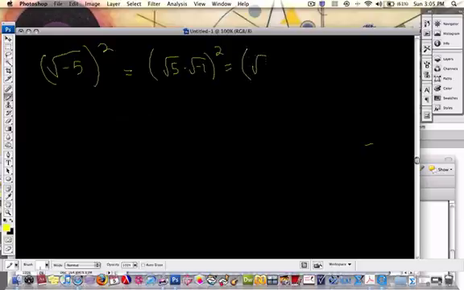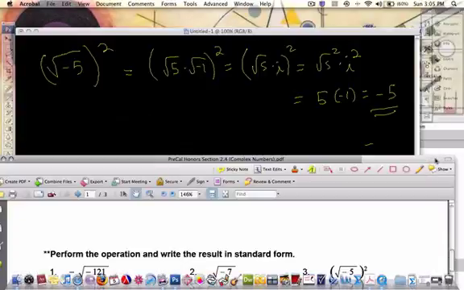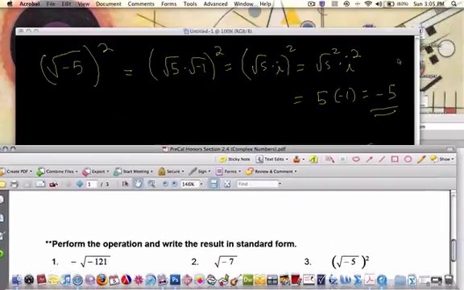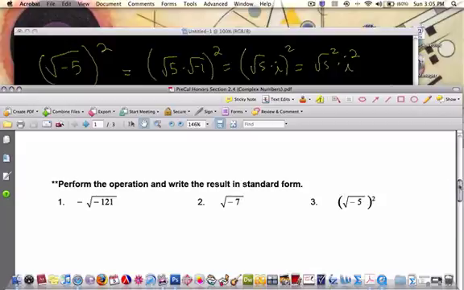And then this is square root of 5 times i squared, which is square root of 5 squared times i squared, which is 5 times negative 1 or negative 5. Okay. And I took it through this process because sometimes you get a result that's actually kind of surprising, like in the next example.